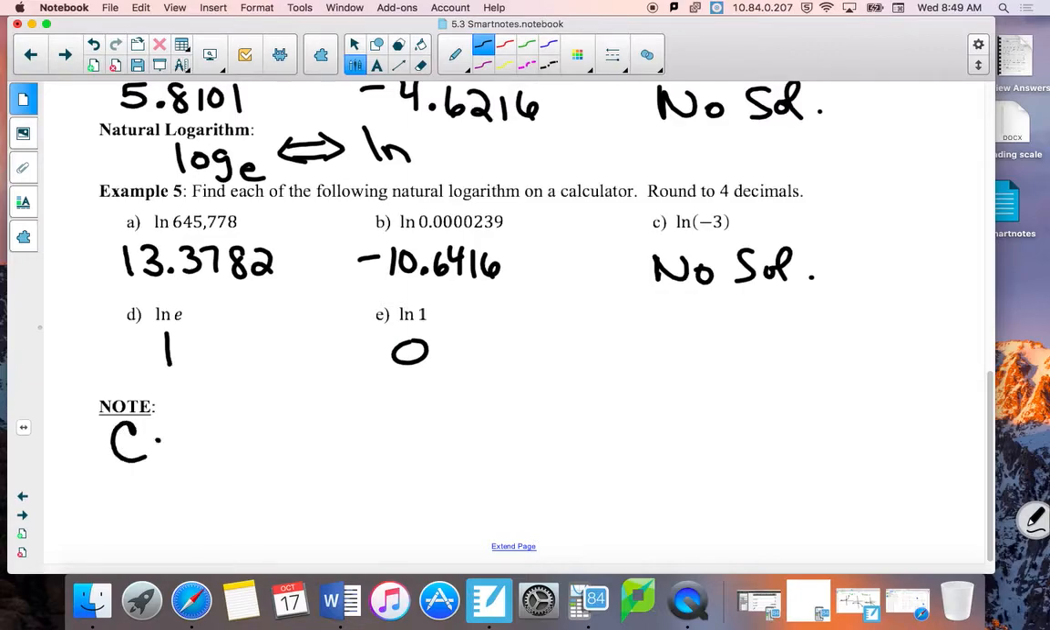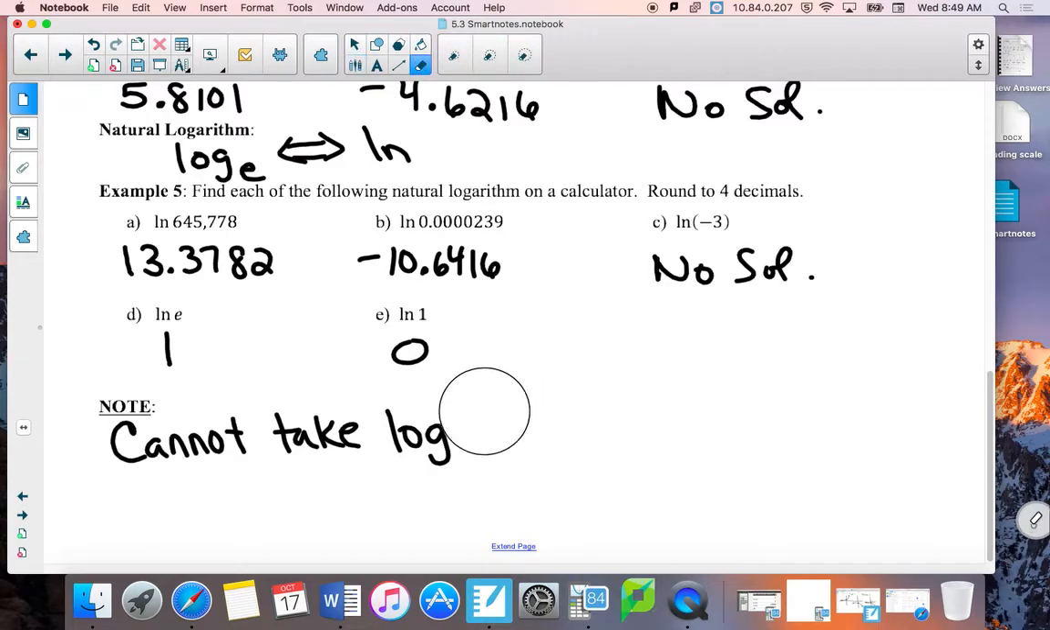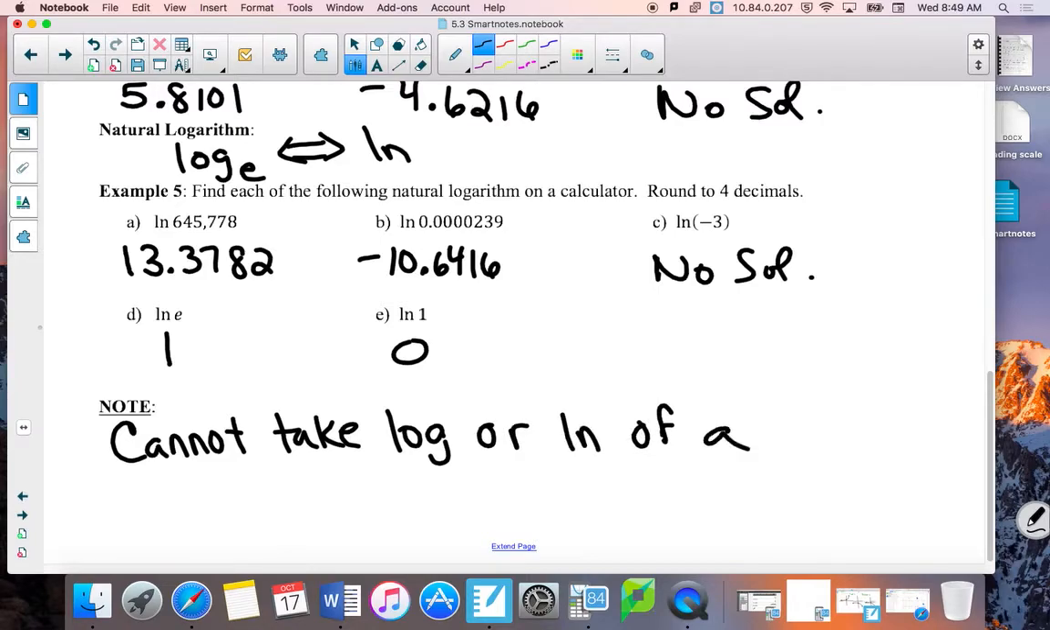And then just as a note down here, you cannot take log or natural log of a negative number.